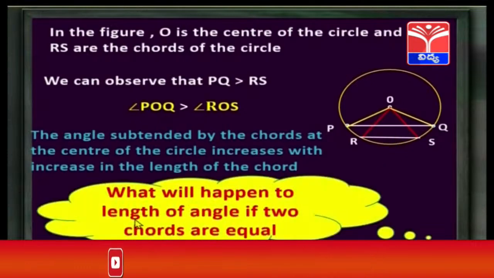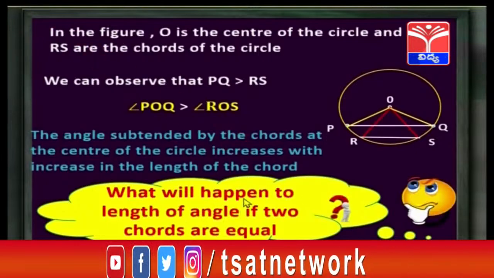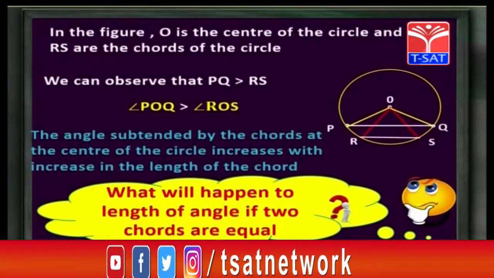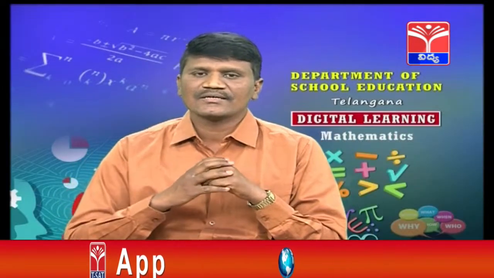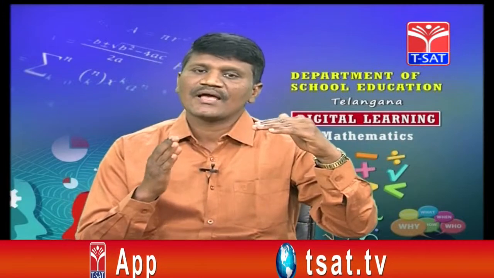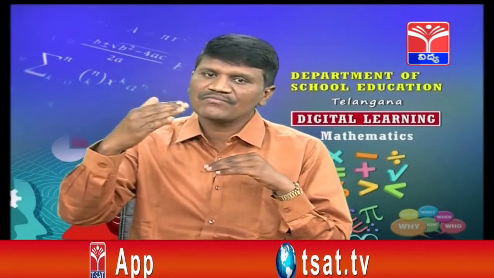So, what will happen to the length of angle if two chords are equal? Here what we have observed: the angle subtended by the chords at the center of the circle increases with the increase in the length of the chord. If the length of the chord increases, the angle also increases. If the length of the chord decreases, the angle also decreases.